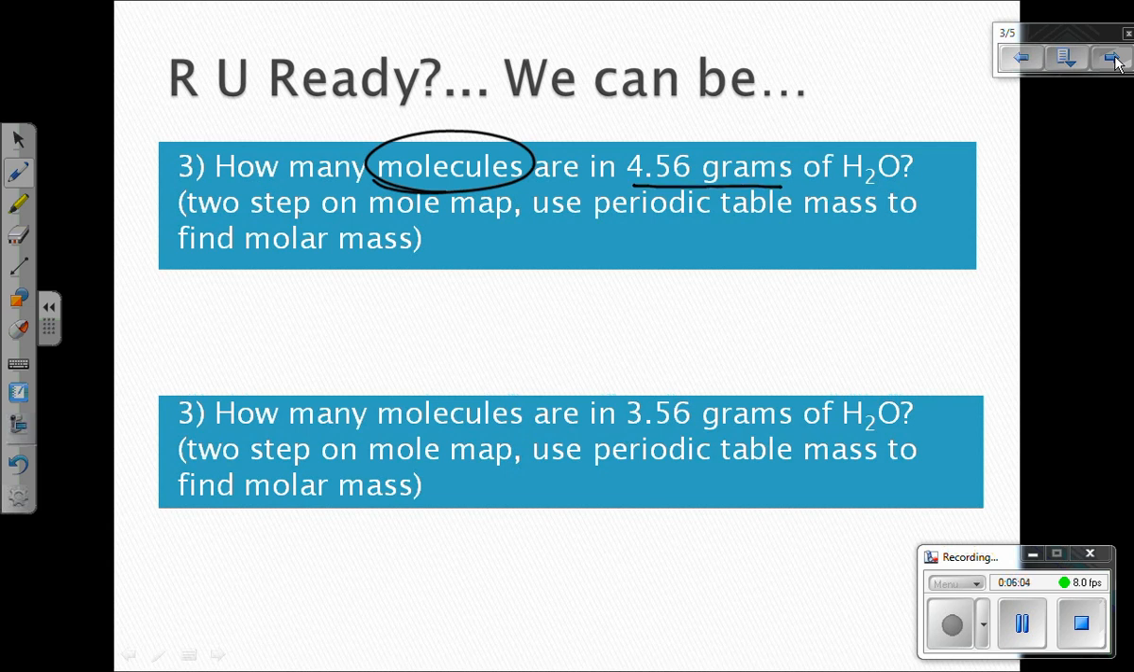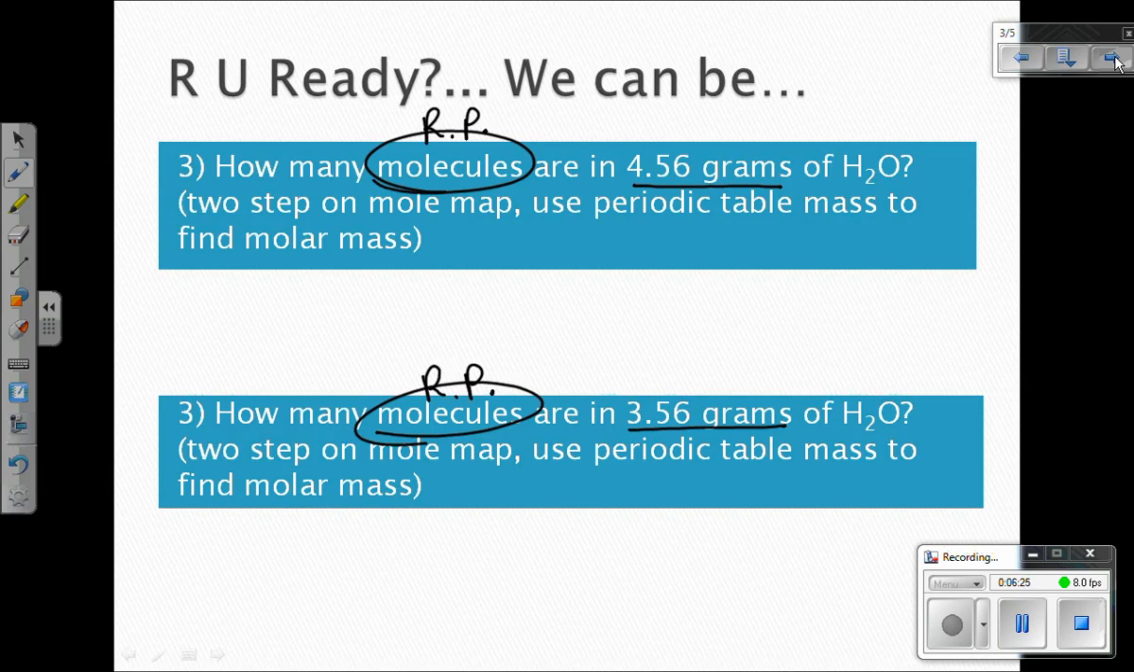Okay, so again, we're looking for molecules to grams. Now, we can't go straight from grams to molecules. If you look at your mole map, grams are a mass value, molecules are a representative particle. And that's going to be the key thing to remember, is that molecules is a form of a representative particle.